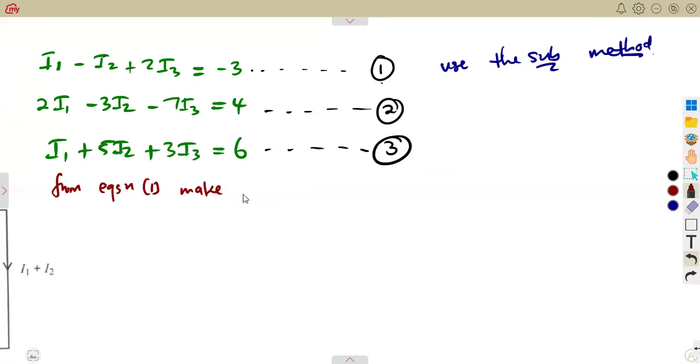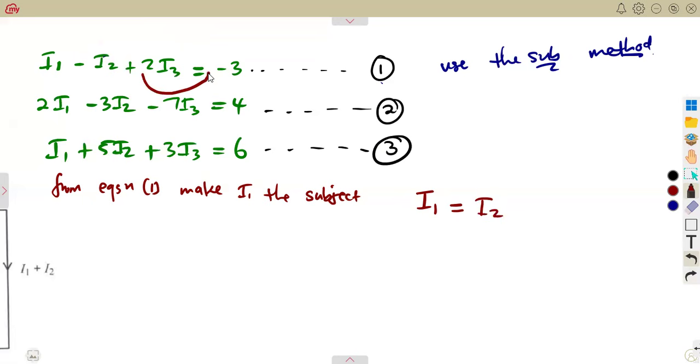So in this case, I'm going to make I1 the subject. That is I1 from this. So it's simply transposing this to the other side, and so on. So from there, it means I1 will be equal to, if we take I2 to the other side, it's going to be a positive. It was a negative.